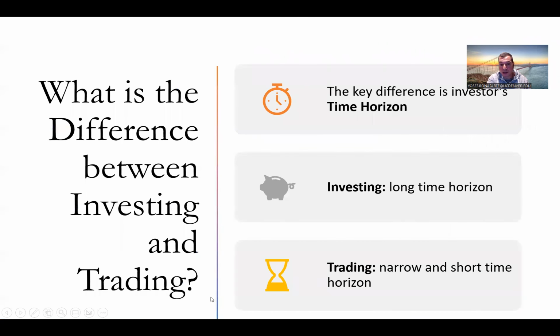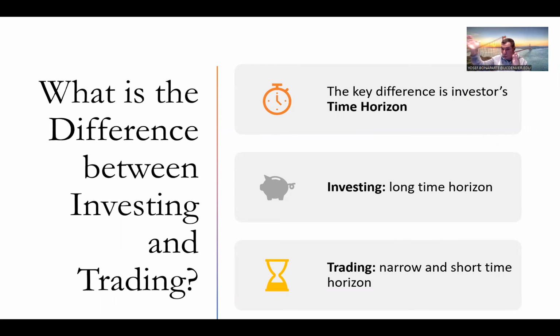What is the difference between investing and trading? The key difference is the time horizon. If your time horizon is very long, we call that investing, like you buy a crypto and you sleep on it for many years. Trading, whereas, is a narrow window. There is an opportunity when the price is oversold or overbought, and then you make a trade. So the time horizon differentiates between trading and investing.